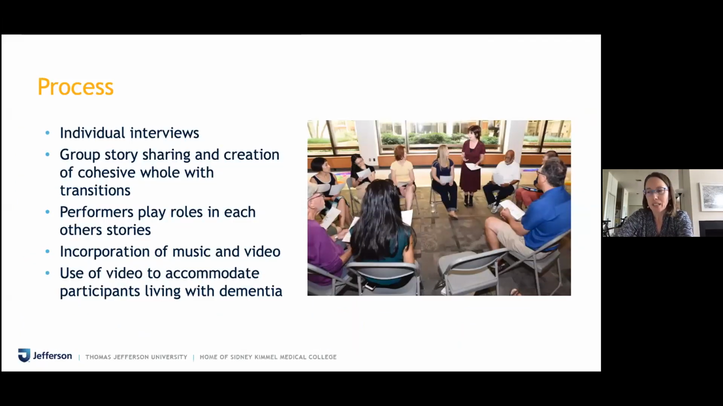So this cast embarked on a year-long process that began with individual interviews between each storyteller and Taya, and then Taya scripted each person's story and gave it to them to approve or rewrite, a process that entailed multiple drafts. And then a group sharing process began, where people's stories were arranged in sequence and performers took on roles in each other's stories. A music composer created a score, and a videographer taped each person's performance. The videographer's skill was especially important in the case of involving our 2 cast members living with dementia, each of whom was featured with their spouse in a shared story on video.